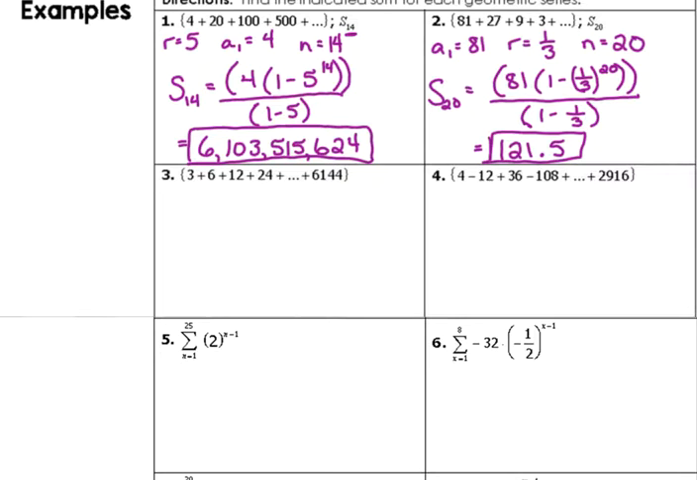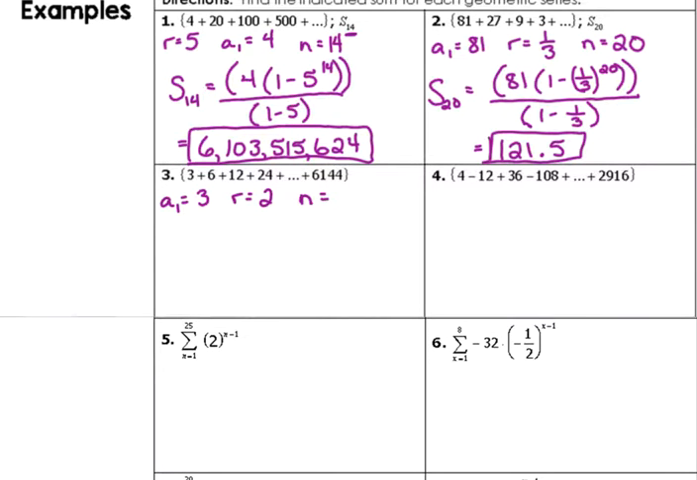Okay, here's another one. We have 3, 6, 12, 24, up to 6,144. So this one's phrased a little bit differently. They don't tell us how many terms. We're going to have to figure out how many terms that is. But we know most everything we need. We do know that a1 is 3. We know that r is 2. We're multiplying by 2 every time. But this time we don't know what n is.